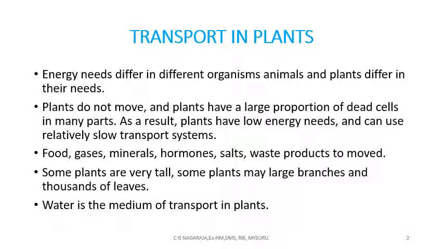Energy needs differ in different organisms. Animals require more energy than plants because plants are not moving. Therefore, plants require less energy, and that also tells us how the transport system is adjusted itself into transporting very simple molecules like food, gases, minerals, hormones, salts, and waste products are moved from part to part in the plants using water as the medium.